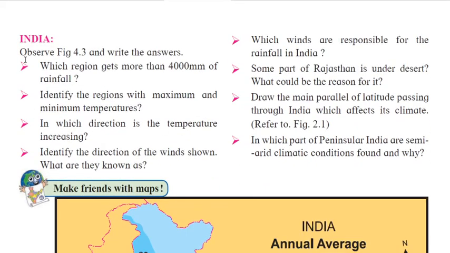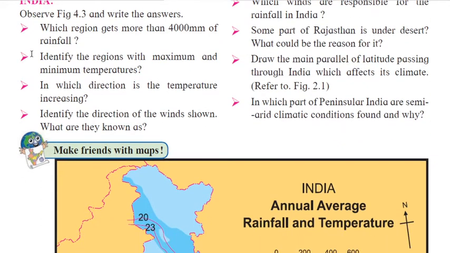Now we will review the questions and answers about the India map. Which region gets more than 4000 mm of rainfall? It is very easy. That is the southern part of the western coastal region and the northeastern region. Identify the region with maximum and minimum temperature. The deserts in Rajasthan and the peninsular region in the south are the regions of maximum temperature, and the Himalayan region in the north is the region of minimum temperature.